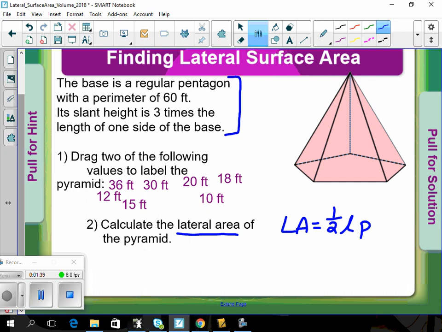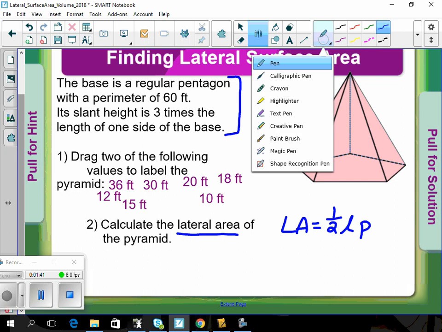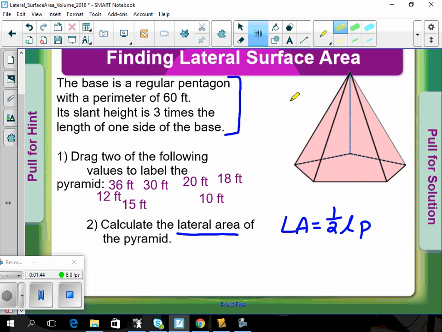So let's read the problem and figure out if we have anything that we need. When I read the first sentence, what are some things that are helpful? The perimeter. Do I need the perimeter in my formula? So let's plug it in. What number am I going to plug in there? Great. Leave a blank for that, and then I'm going to plug in the 60. All right, let's keep reading.